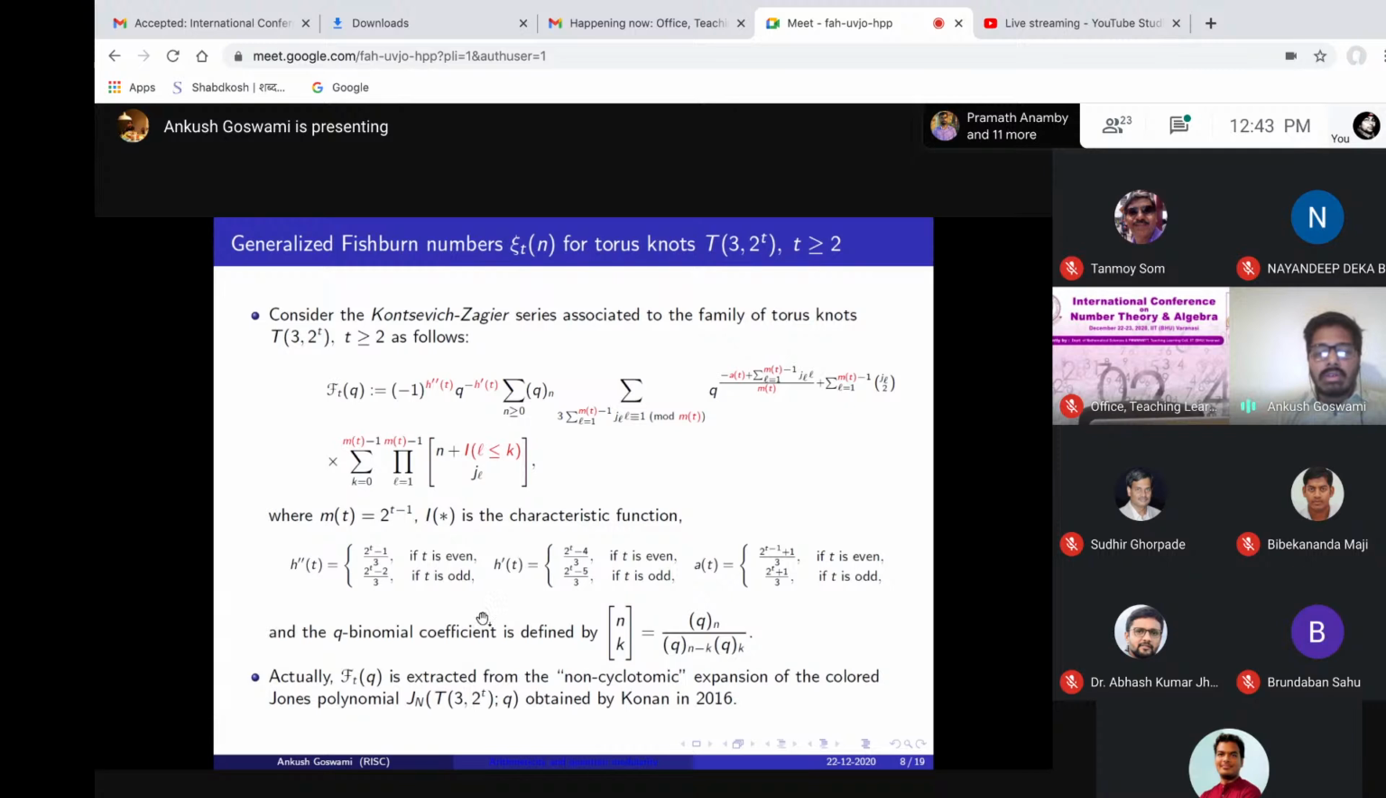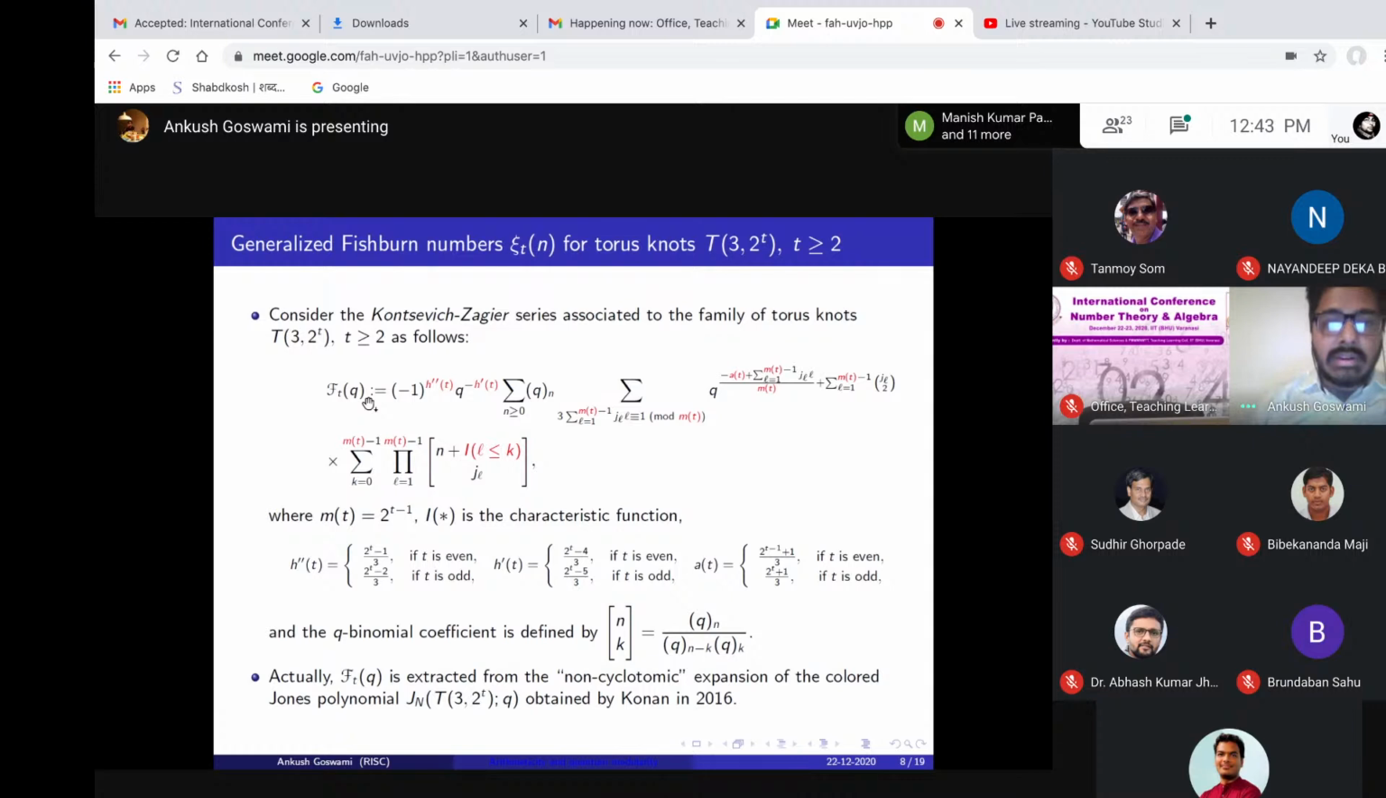if you consider the non-cyclotomic expansion of the colored Jones polynomial, which is denoted by that, this non-cyclotomic expansion was obtained by Hikami in 2016 in his PhD thesis. So one can actually extract this function F_t of Q from the non-cyclotomic expansion of the colored Jones polynomial, J_N. And that is the reason why this is called a Kontsevich-Zagier series associated to the family of torus knots. Of course, it is not quite clear why this is called a Kontsevich-Zagier series, but I will tell you later why, because it satisfies a strange identity like the original Kontsevich-Zagier series. That's why it's called a Kontsevich-Zagier series, but we'll see that later.